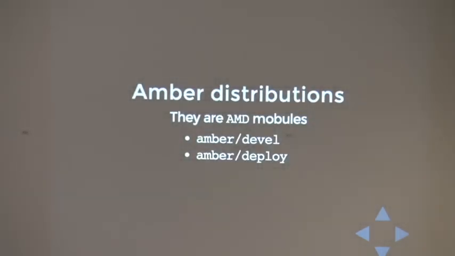Now that we have AMD modules, we have two distributions of Ember. The first one, Ember/devel, is the whole Ember with the compiler, debugging tools, environment, and everything. And if you want to deploy, we have a second one, Ember/deploy, that doesn't include anything except the base kernel and the web libraries to do web development. And this is 200K, I think. It's very small.